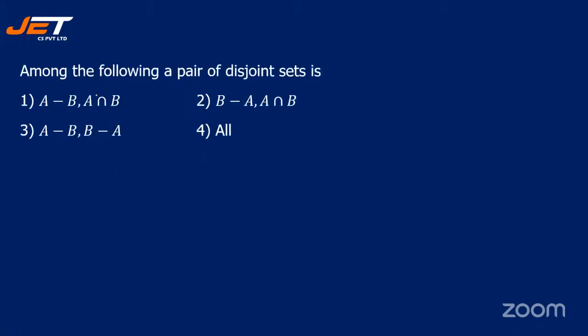See the next question. Among the following, a pair of disjoint sets is dash. A minus B comma A intersection B, B minus A comma A intersection B, A minus B comma B minus A, or is it option all? So it is everything put together. All right. See the next question.